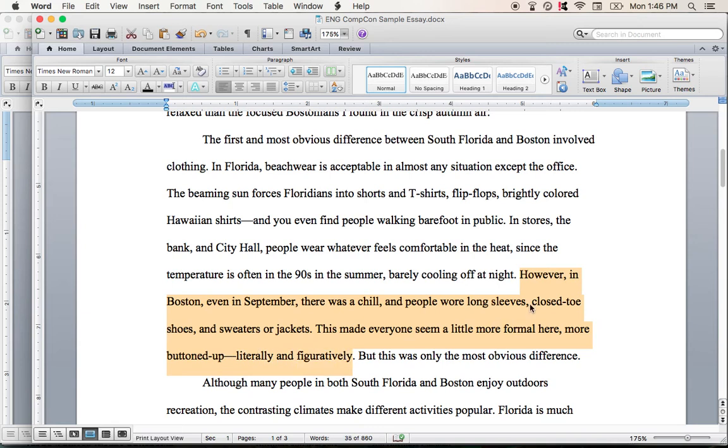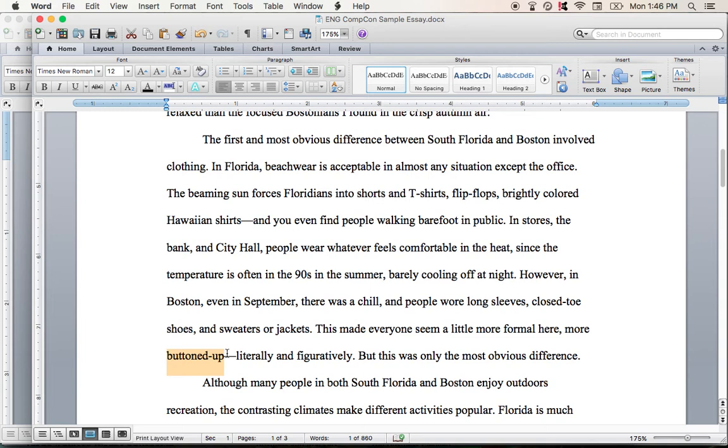So when I say formal, that means they seem not so casual, not so relaxed. They seem more like they're trying to be neat. They're trying to be careful, more buttoned up. Buttoned up is an expression in English. It comes from people, if you button up your shirt all the way to the top, right? You have to button all those buttons.